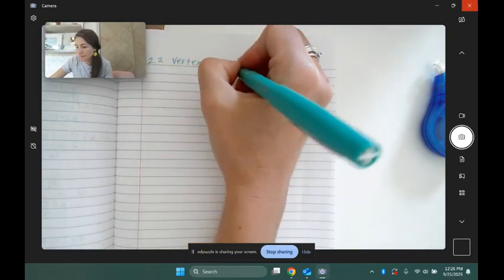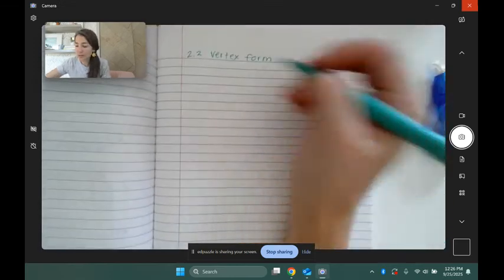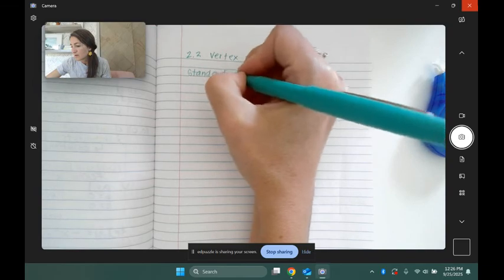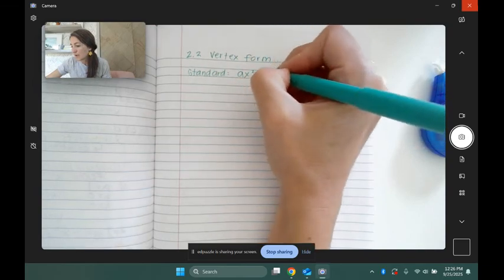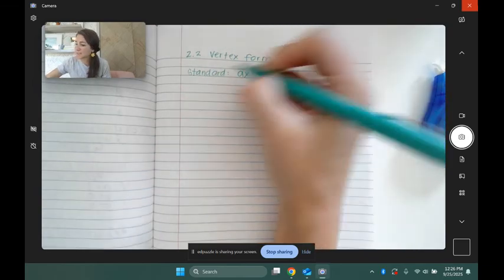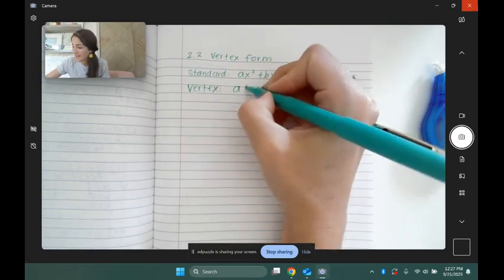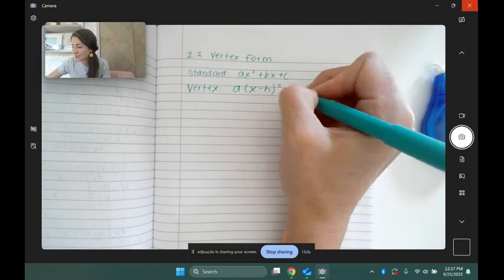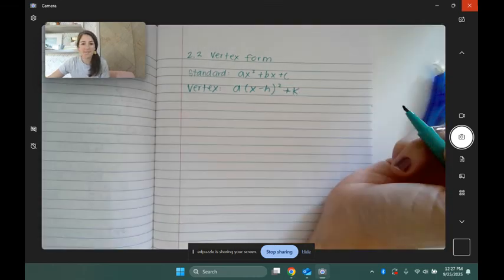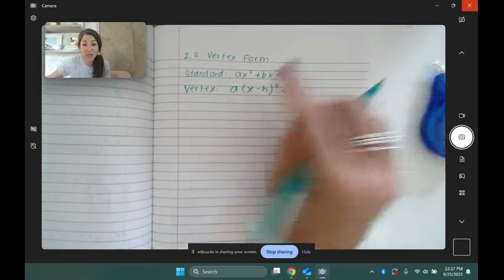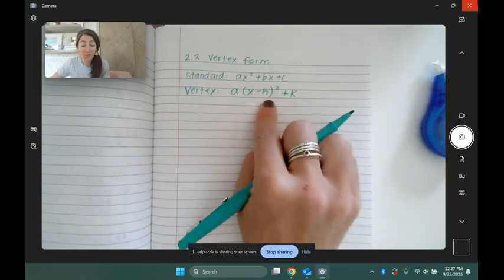Vertex form. So just a quick reminder about standard form. Standard form, I've got ax squared plus bx plus c. Vertex form, a(x minus h) squared plus k. So the differences here, how to recognize one from the other: vertex form has one set of parentheses squared.